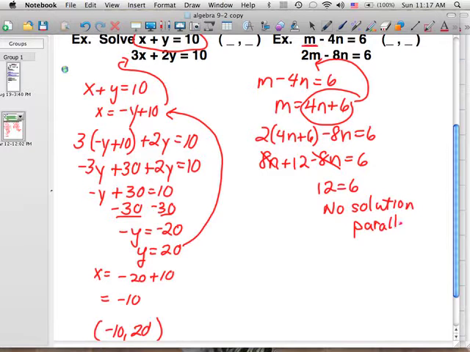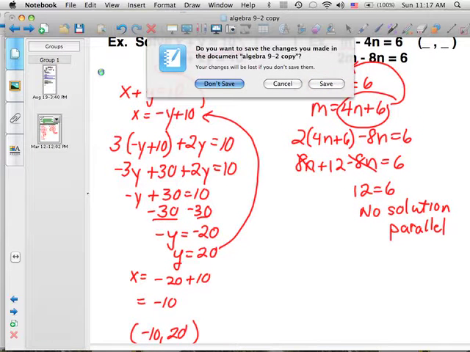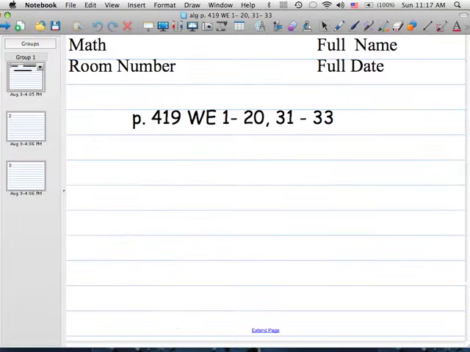So if you get no solution, they're parallel. If you get an identity, then they're the same line. So we're ready to do the evens on 419, 1 to 20, and then 31 to 33.